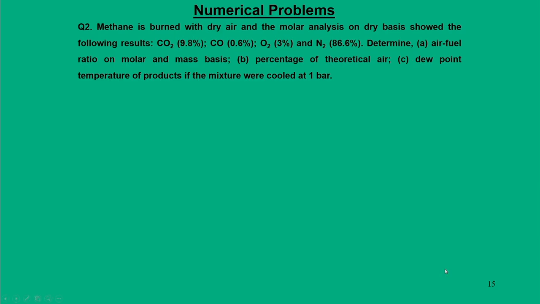Okay. Now, next problem is data analysis for a methane air combustion. When this methane is combusted with air, we get the combustion products, and those combustion products consist of CO2, CO, O2 and N2 with their respective compositions. We need to find out air fuel ratio on molar and mass basis, percentage of theoretical air and dew point temperature.